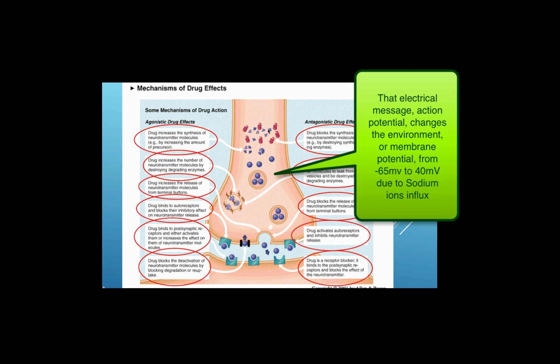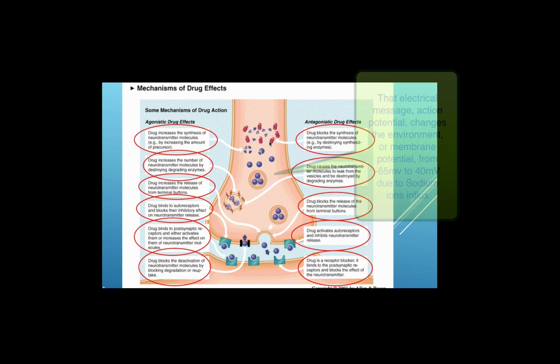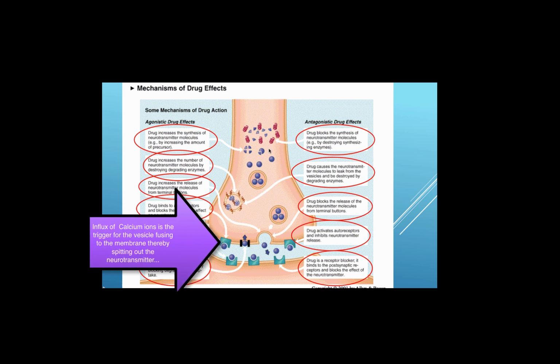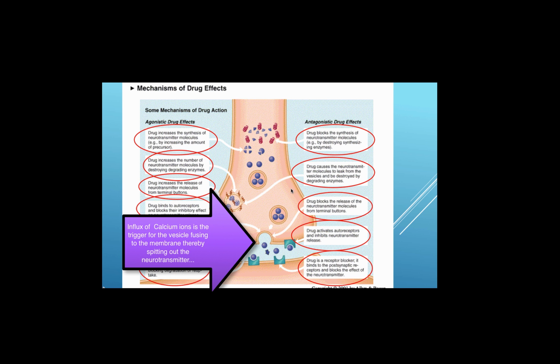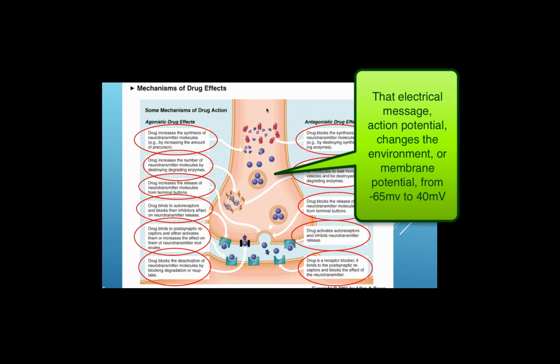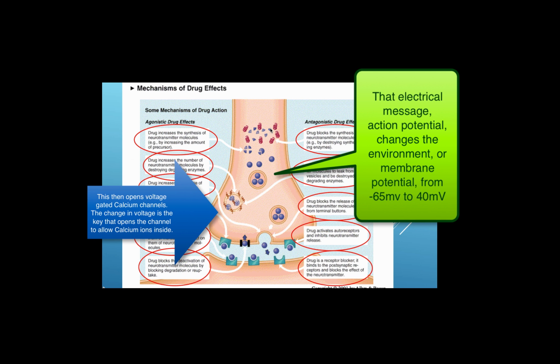the membrane, whenever it sends that signal, changes the membrane potential. Basically what happens is the environment changes, which triggers influx of calcium, which triggers the spitting out of that chemical message. Okay, one more time. So electrical message, that's from the movement of ions. We'll go through that in detail later. So the electrical message changes the environment.